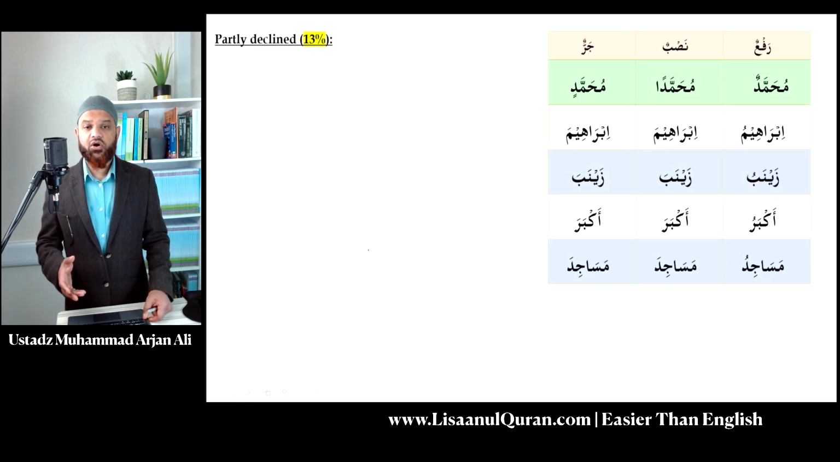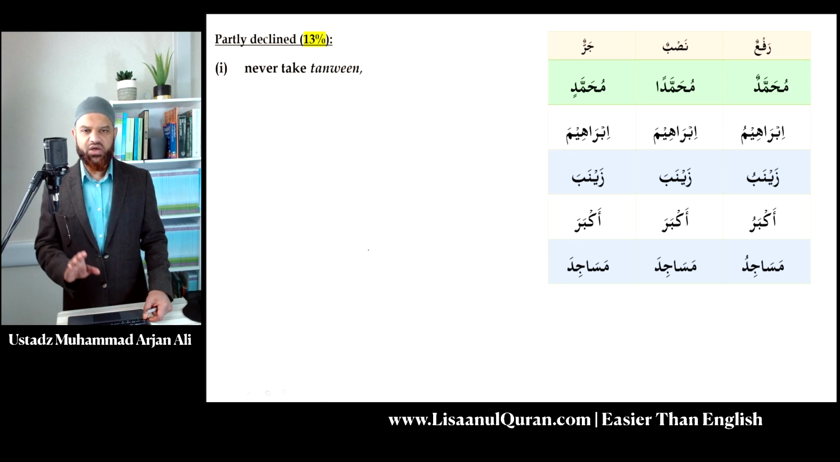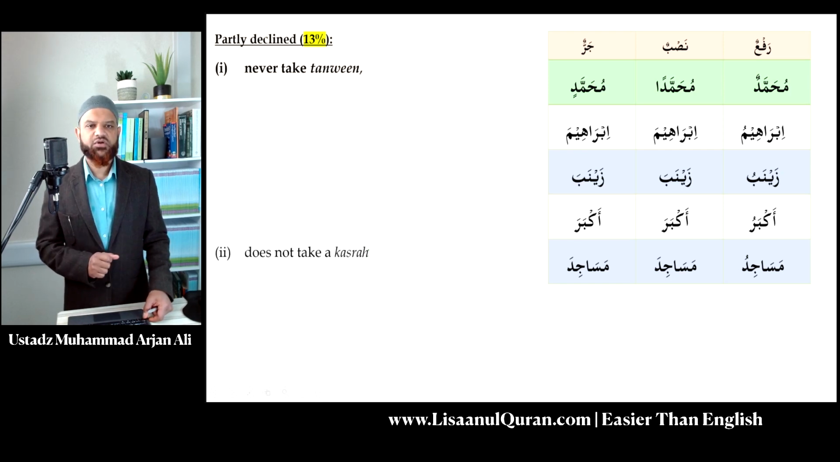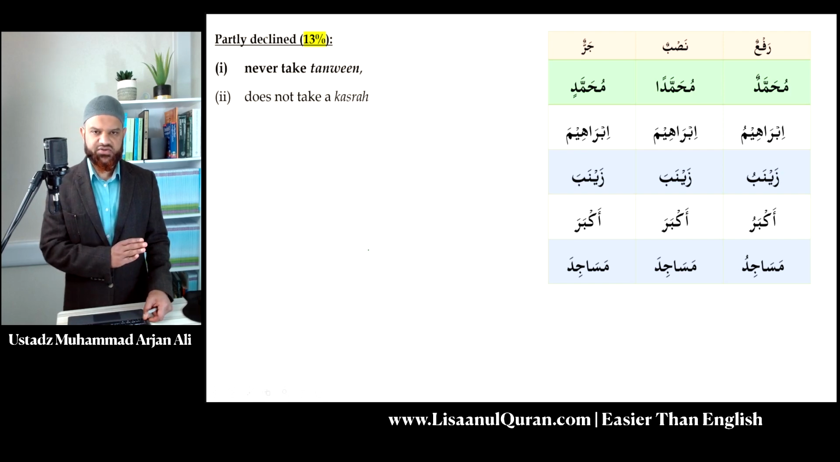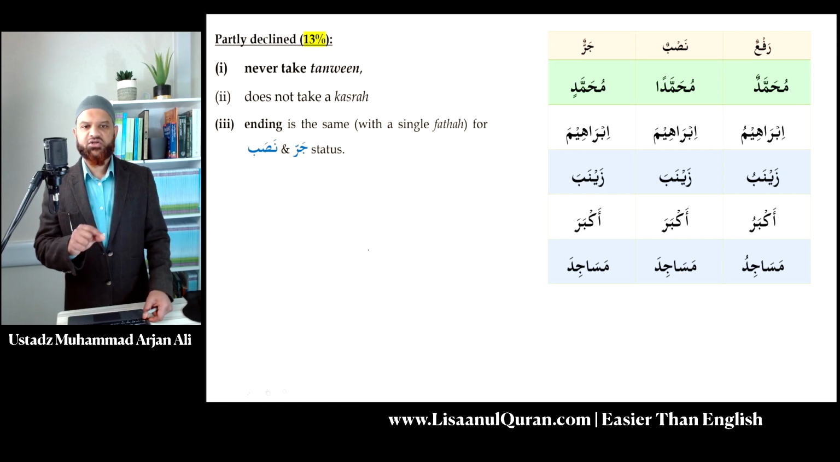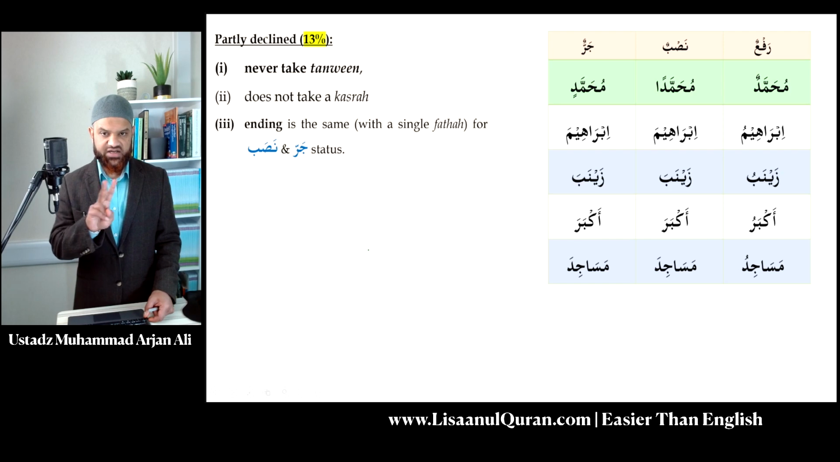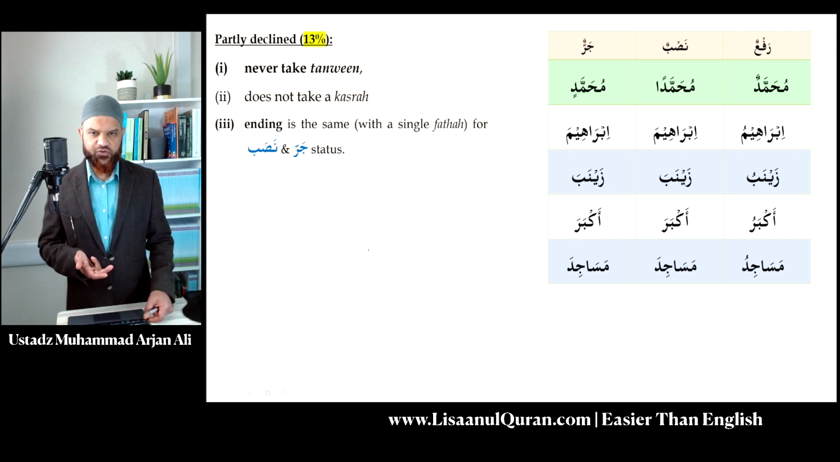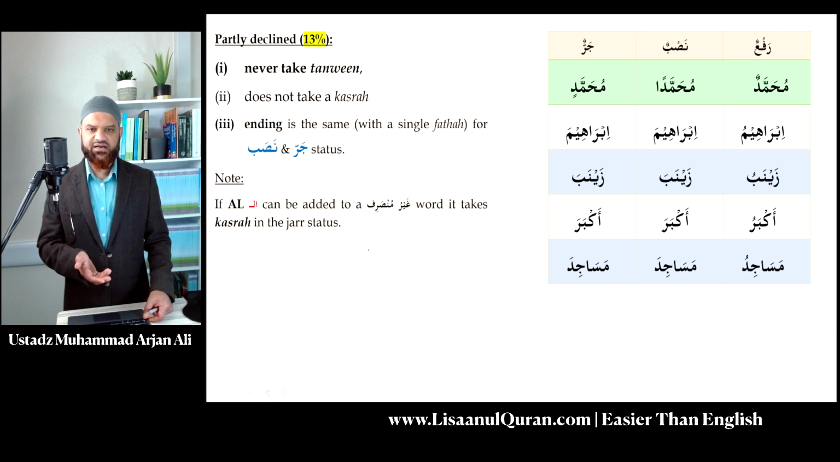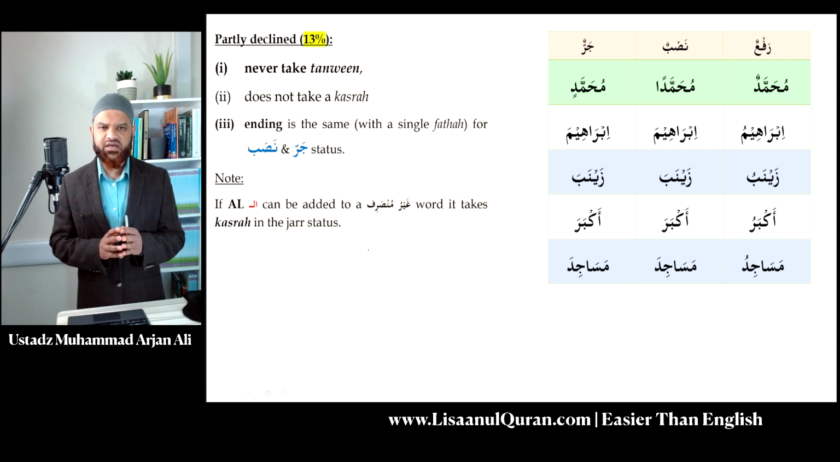Let's summarize our discussion on partly declining words. Firstly, they never ever take tanween. You'll never see tanween on any word that is partly declining. Number two, they will not take kasra in the jar status. And third, in the nasab and the jar status, they both end with fatha, which is the example. All you really need to remember is the word Ibrahim: Ibrahimu, Ibrahima, Ibrahima, in the order that I'm reading them out. Read the last two twice, and then inshallah this will reinforce rafa, nasab and jar in your mind. And of course, note that if I can add al to the word, then it will move over to the fully declining words.